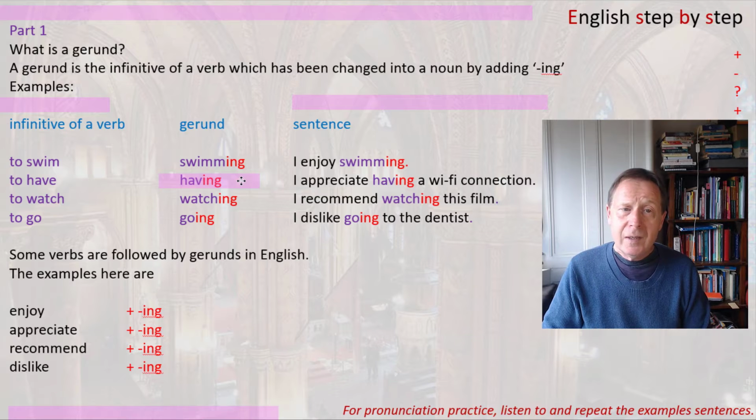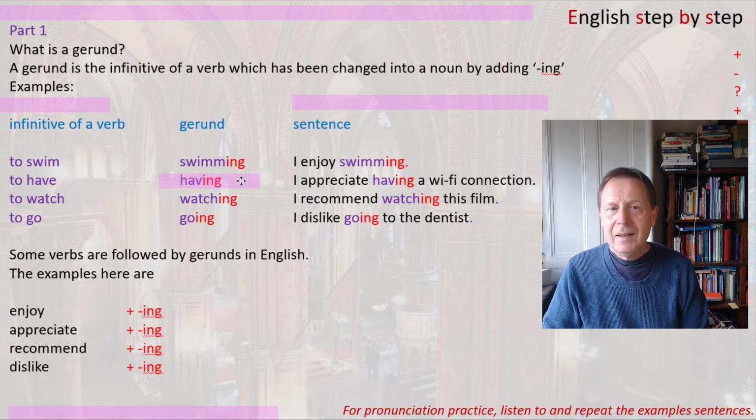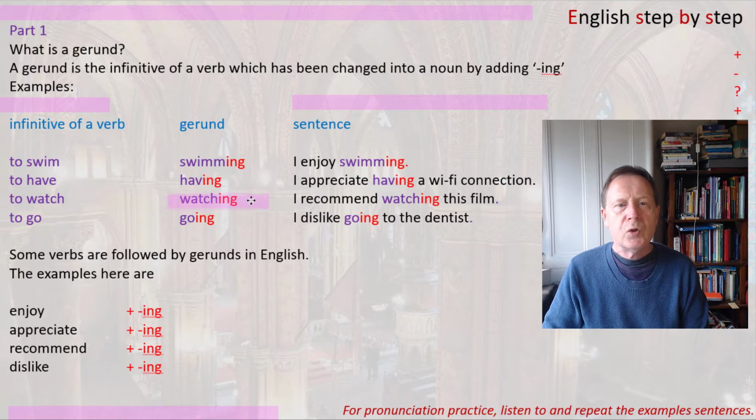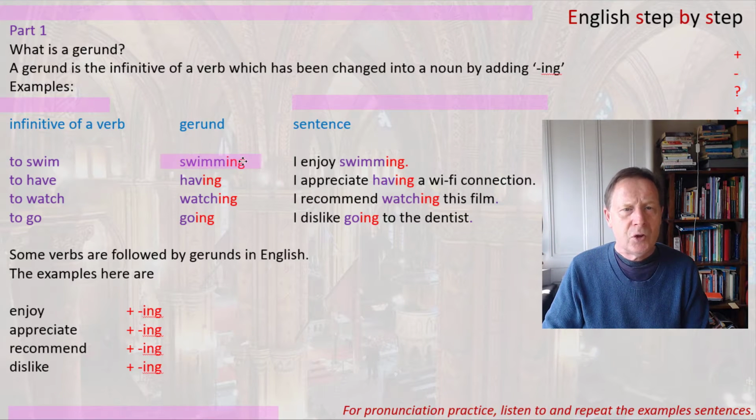To have changes to having. And in this case, you can see we drop the E. So we don't say haveing, we drop the E, so it becomes having. Next one, to watch changes to watching. Go changes to going. In other words, the infinitive changes to the gerund.